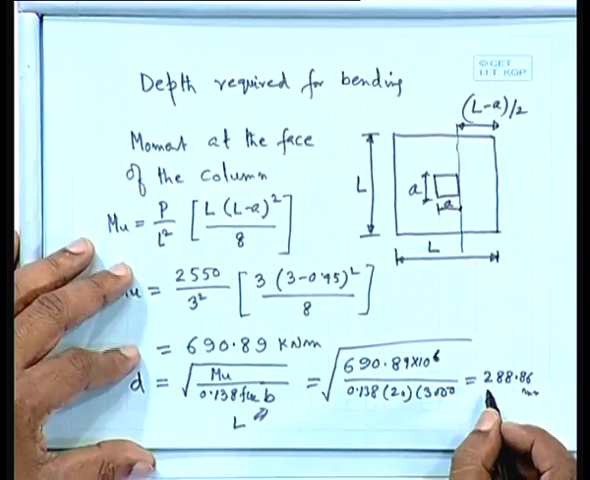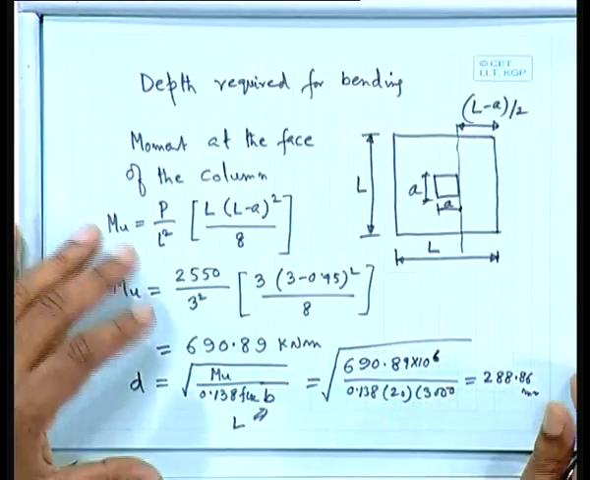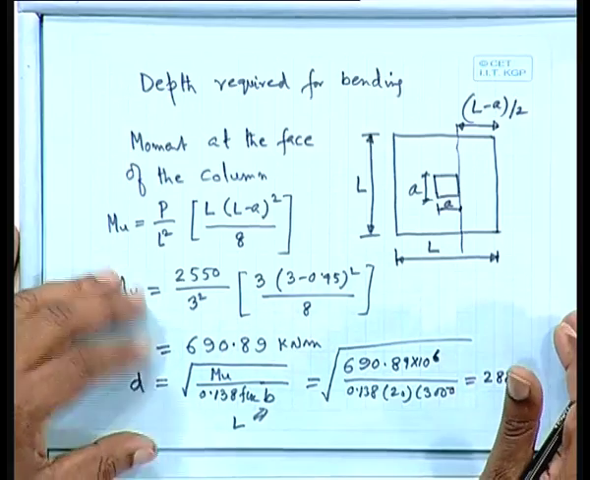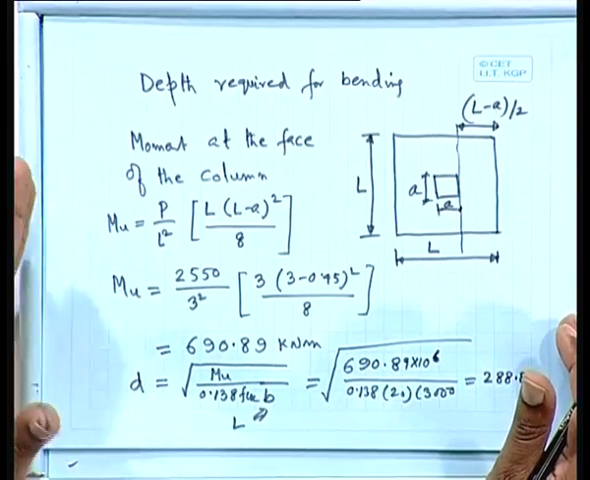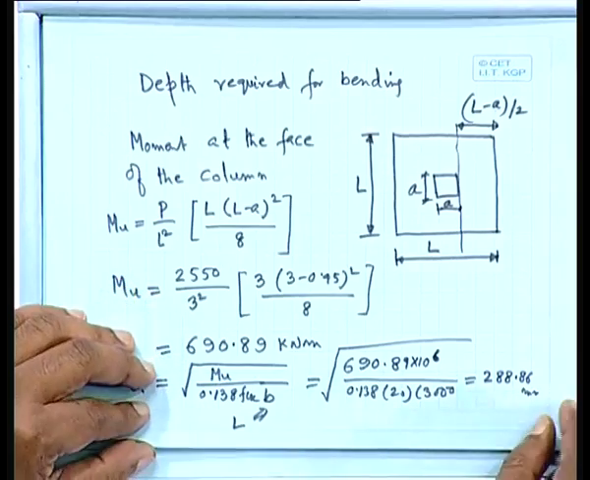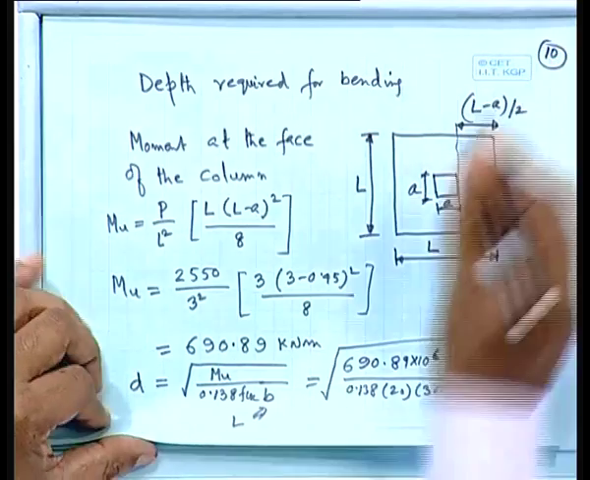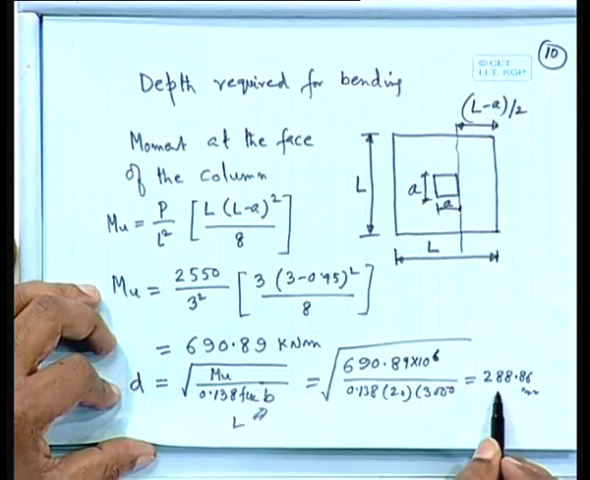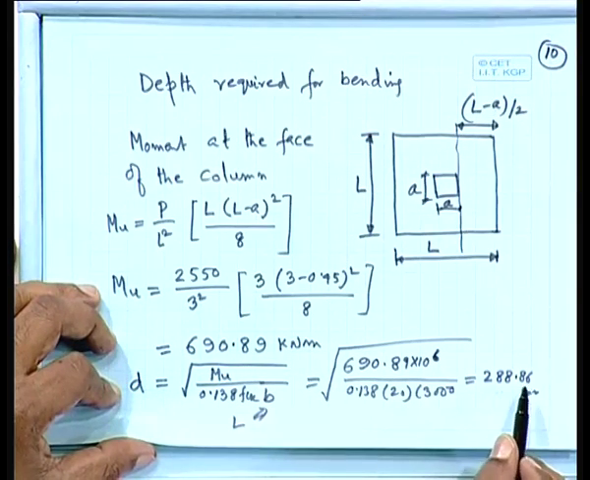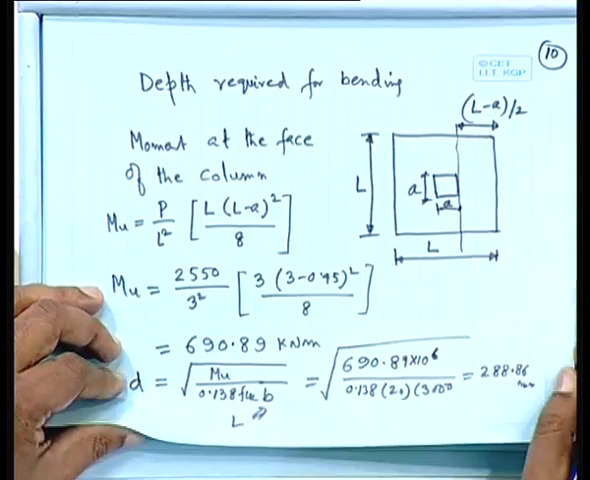So, if we start with this one, then again we have to recalculate, and that is why it is better to always start with the one way shear as far as the footing is concerned. So, D is required from the bending point of view only 288.86, and from one way shear we have got 570 millimeter. So, we have to provide 570 millimeter.